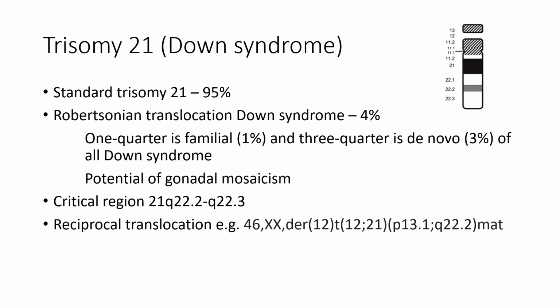However, there have been families in which there have been repeated children born with Robertsonian translocation associated Down syndrome, and in those cases it is thought that there is probably gonadal mosaicism of the Robertsonian translocation in the gonads of either the mother or the father, and that is the reason why there is a recurrence of the Down syndrome associated with Robertsonian translocation in those families.